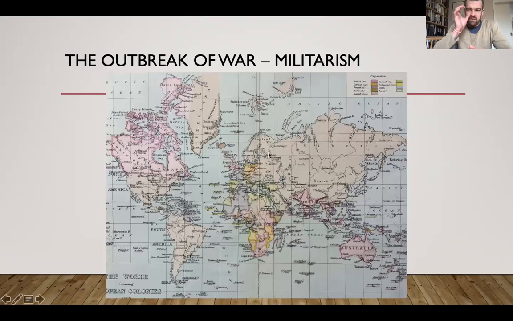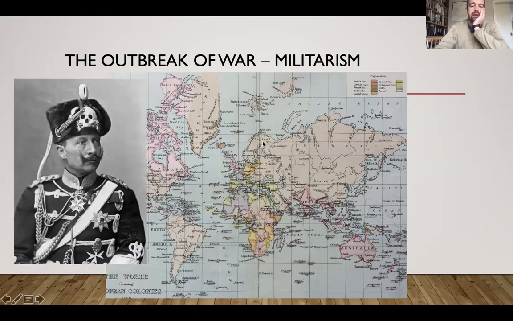Militarism, you'll hear this a lot. If you've done First World War at Key Stage 3, there will have been conversations about militarism. That's a picture of the world with its horrifically incorrect projection, really very much emphasizing the things in pink, which were the British Empire: Canada, Australia, India, New Zealand, South Africa, big chunks of Africa, part of the British Empire, and the various other European empires registered on there as well.